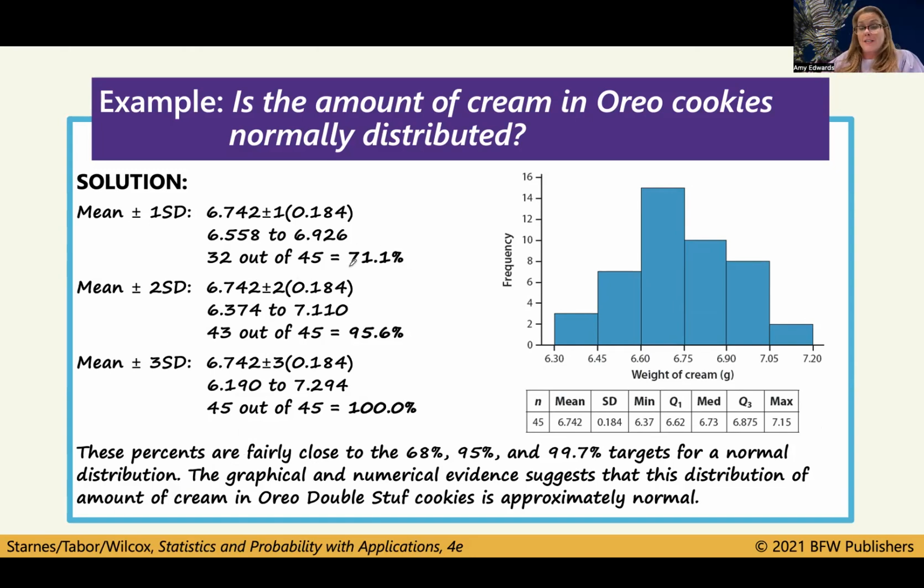Again, all 3. This is really close to 68. This is really close to 95. This is close to 99.7. But when I had 100% and this one was really high up at 83, I would say it's not normal.